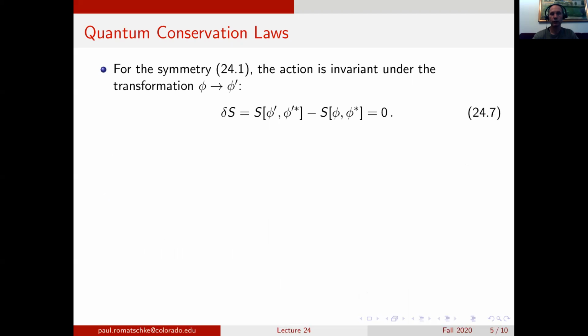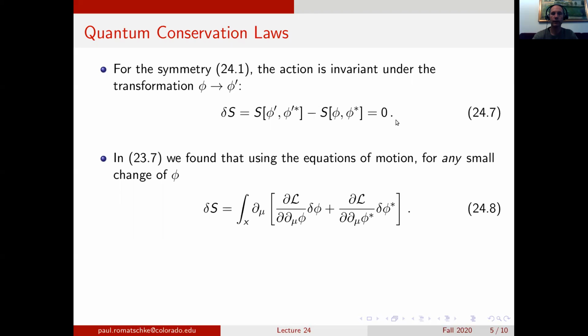If the symmetry is a symmetry of the action, we find that delta S, meaning the variation of the action with respect to the transformation, or for small variations, the difference between S of phi prime and phi prime star and the unprimed fields, has to be 0. In lecture 23, we found an explicit expression for delta S by varying the action of the complex scalar field. And we found that for any small change of phi, delta S was given as this expression here.